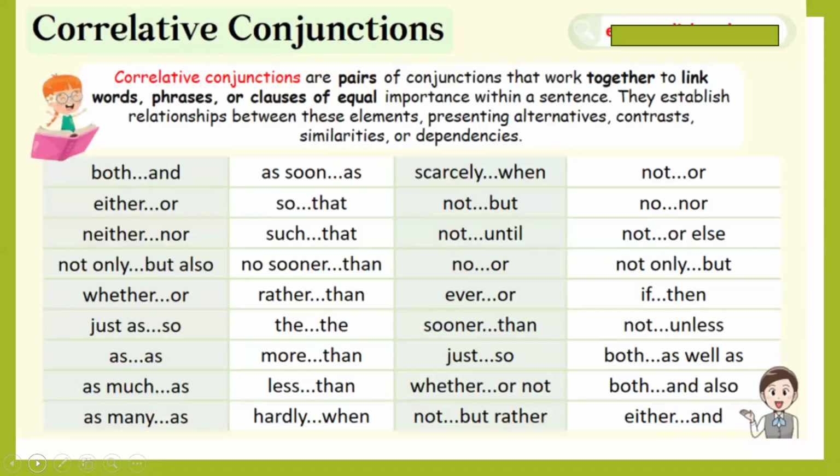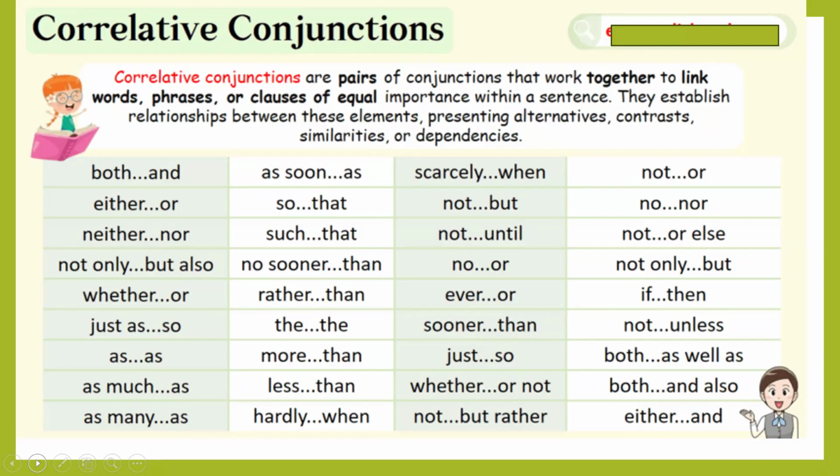Now, correlative conjunctions. The third connector is the correlative conjunction. Correlative conjunctions are pairs of conjunctions that work together to link words, phrases, and clauses of equal importance within a sentence. They establish relationships between these elements, presenting alternatives, contrasts, similarities, or dependencies.